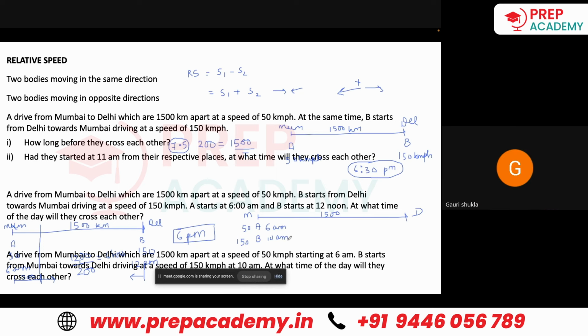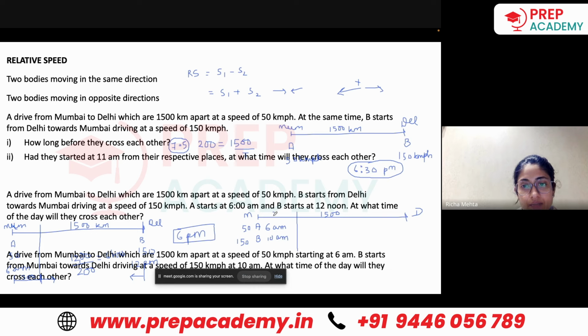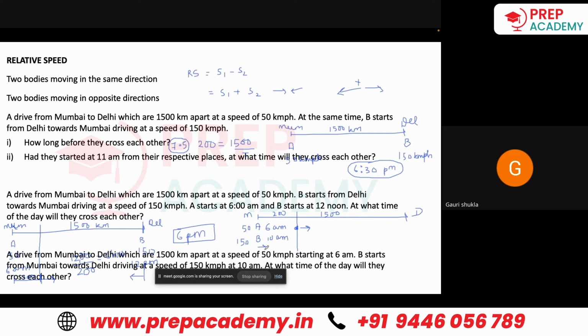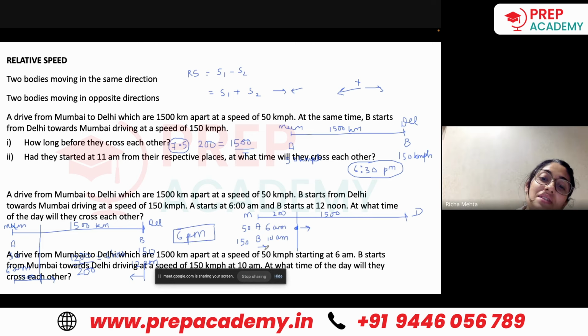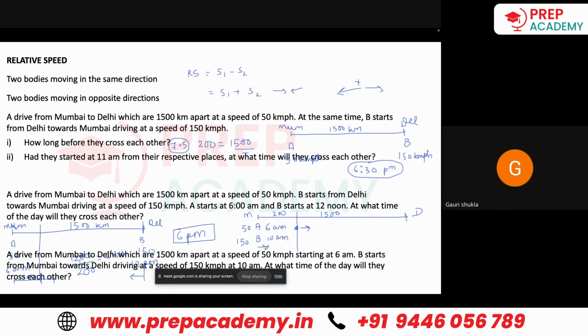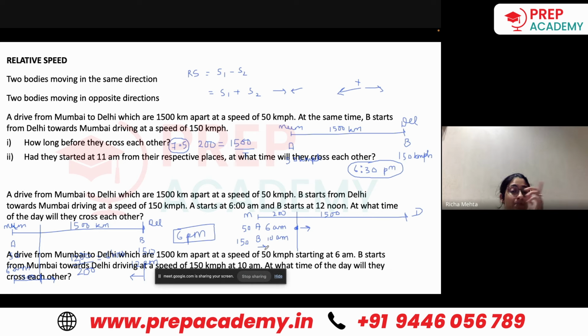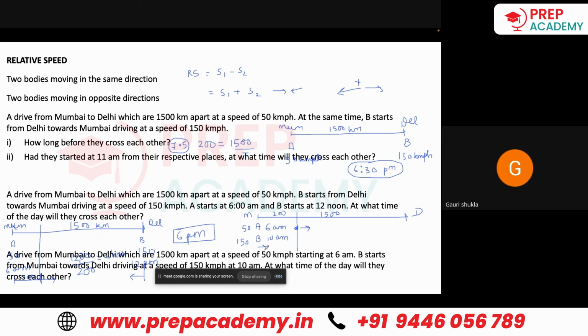A has traveled 200 kilometers in those 4 hours. Correct. So I will first make A travel. So now A has reached here. Now A is moving this side and B is also moving this side at 10 a.m. So what is the relative speed between them? 100. And what is the relative distance between them? 1300. Relative distance is the distance between A and B when they start moving together. Okay, so 1300 is for A and for B it's 1500.